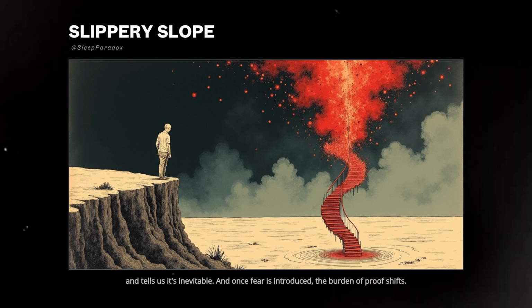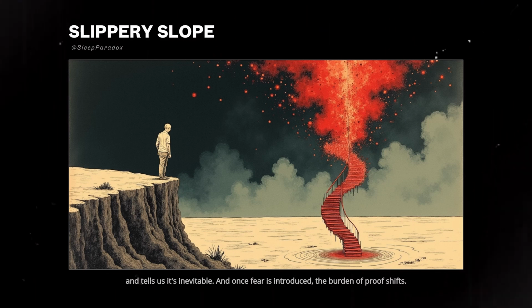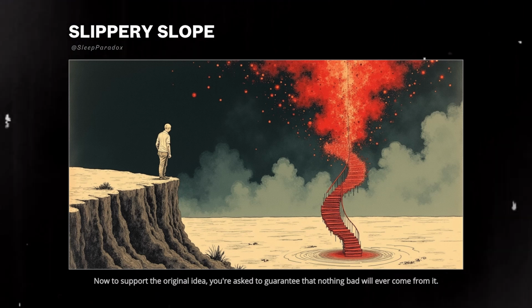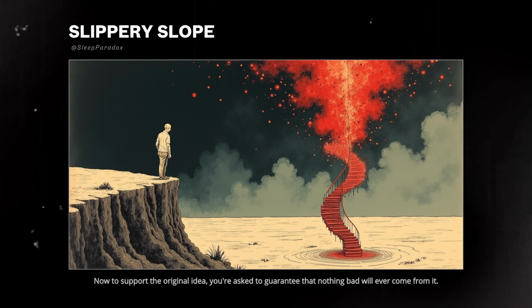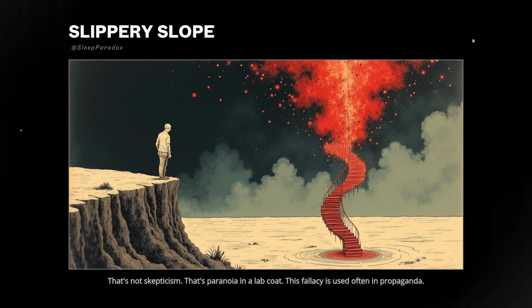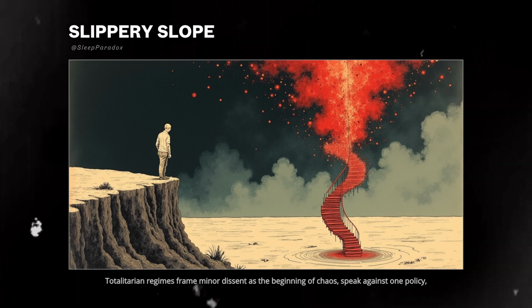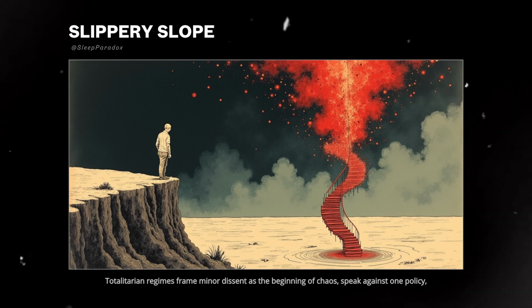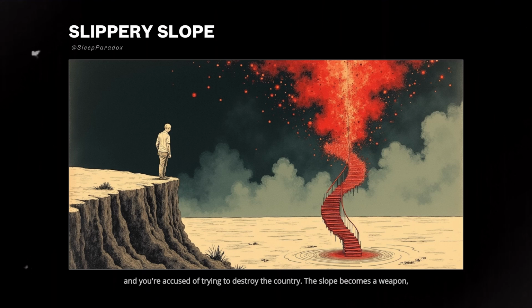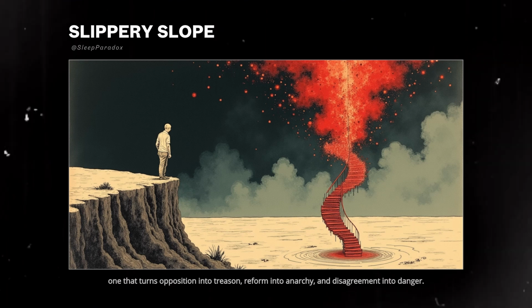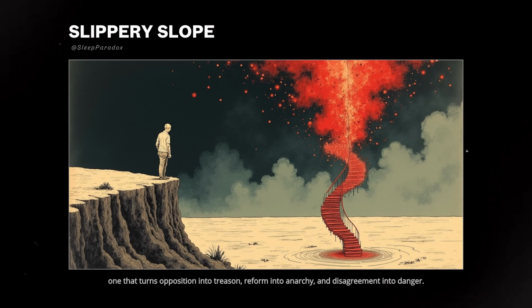And once fear is introduced, the burden of proof shifts. Now, to support the original idea, you're asked to guarantee that nothing bad will ever come from it. That's not skepticism. That's paranoia in a lab coat. This fallacy is used often in propaganda. Totalitarian regimes frame minor dissent as the beginning of chaos. Speak against one policy, and you're accused of trying to destroy the country. The slope becomes a weapon, one that turns opposition into treason, reform into anarchy, and disagreement into danger.